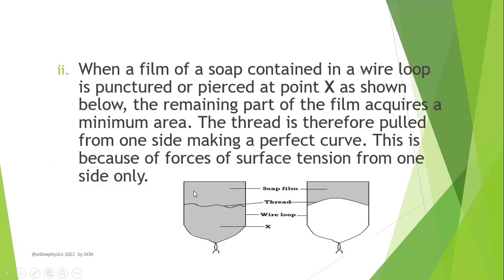Then we can also look at the second one. When a film of soap contained in a wire loop is punctured or pierced at point X as shown below, the remaining part of the film acquires a minimum area. The thread is therefore pulled from one side, making a perfect curve. This is because of forces of surface tension from one side only. So as you can see, those are also two cases of surface tension.